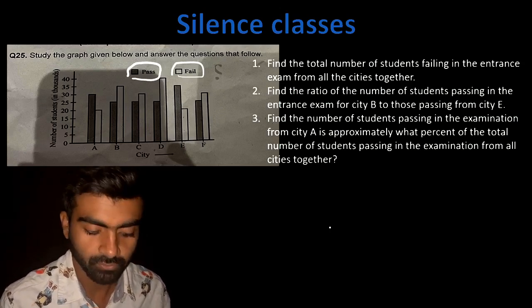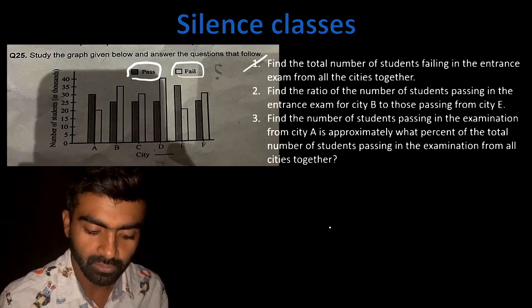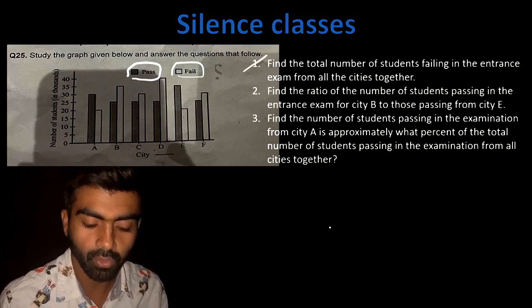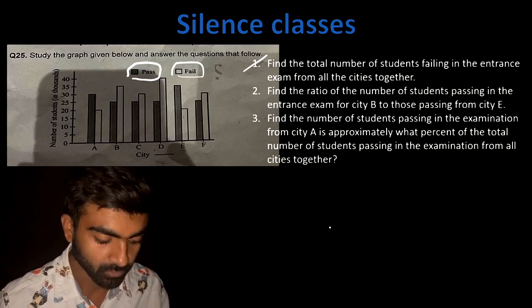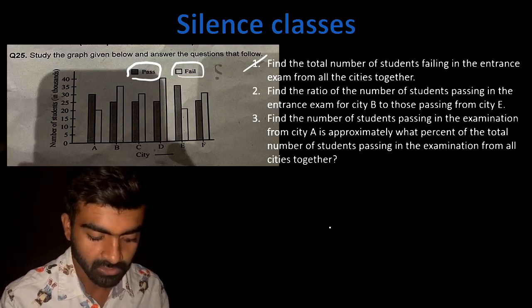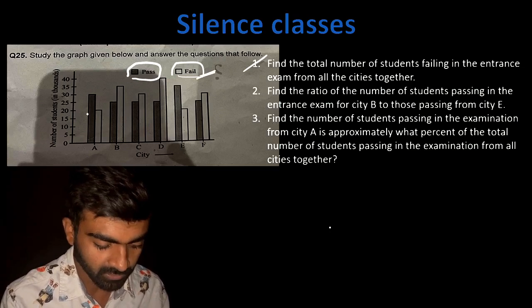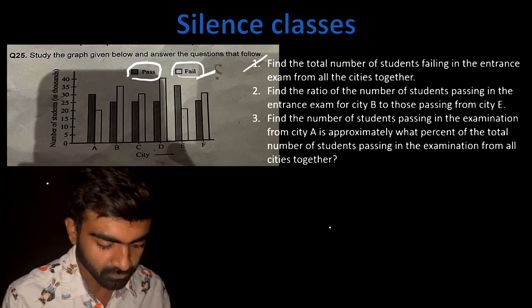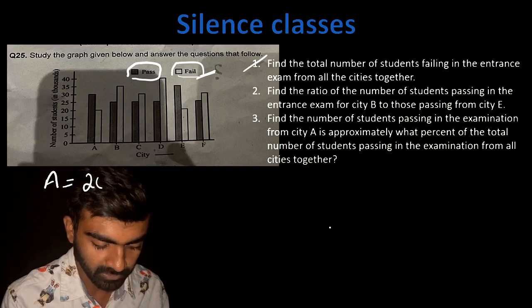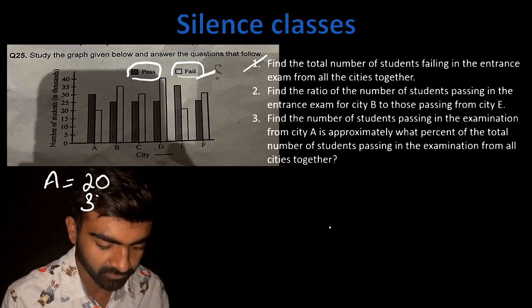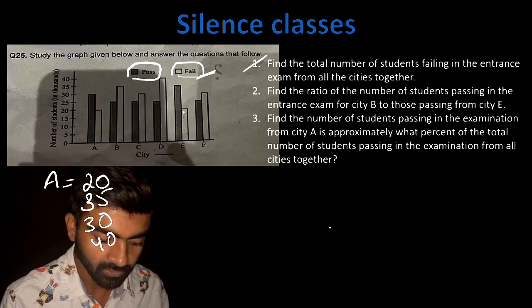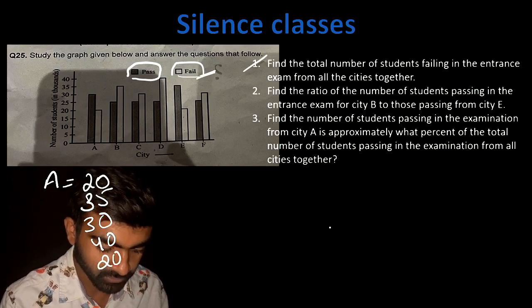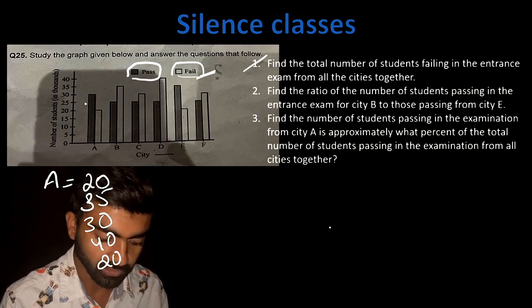Now let's find the answer to question number 1. Find the total number of students failing in the entrance exam from all the cities together, which means in all the cities together we have to find the total number of students who failed. Failed students are mentioned in white. In city A, 20 students failed. So city A is equal to 20, city B is 35, city C is 30, city D is 40 students, city E is 20 students, and city F is 30 students.